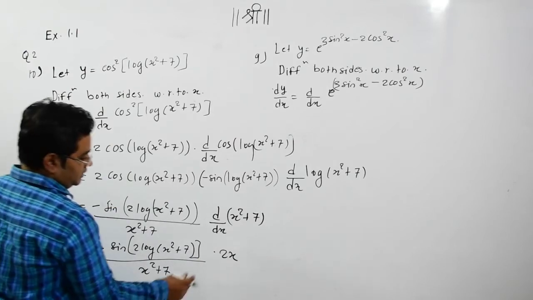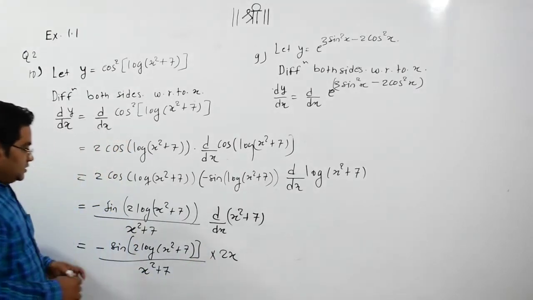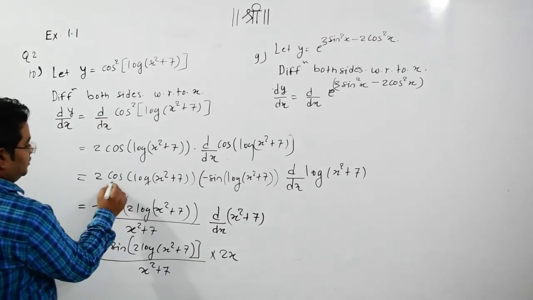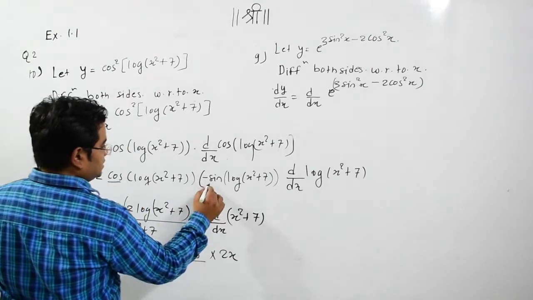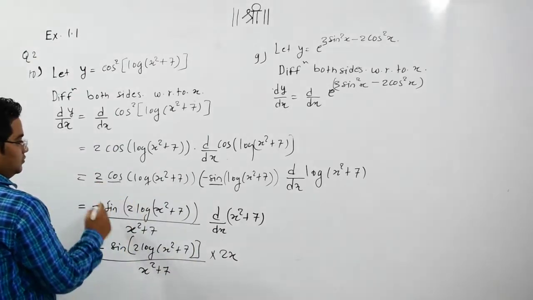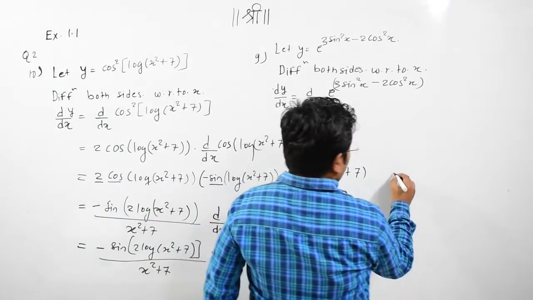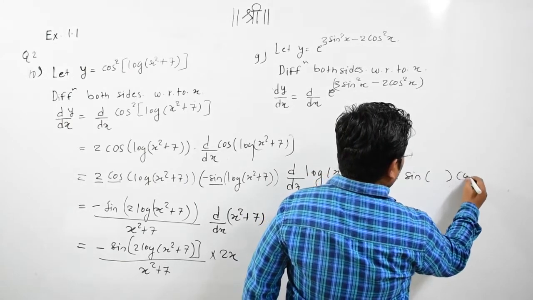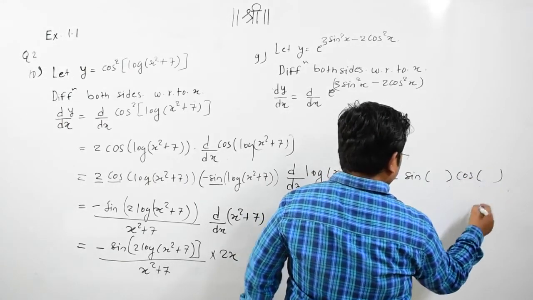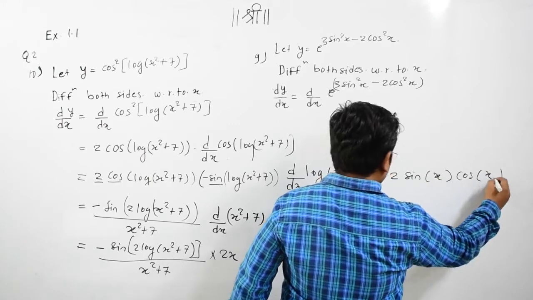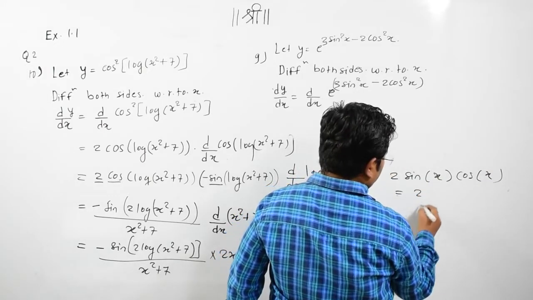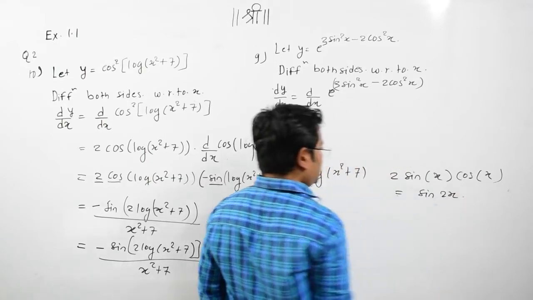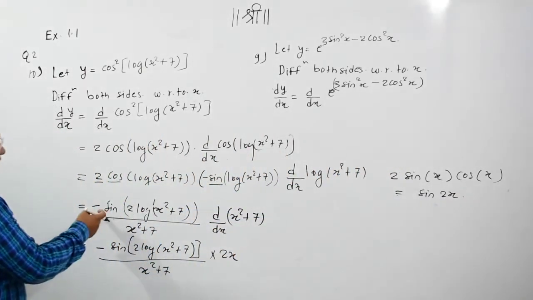That's what we required. So sir, how did you write this formula directly? If I look at it properly, cos and sine into 2 means what? 2 sine of dash into cos of dash, which is equal to sine 2x. So using that formula I am writing this directly.